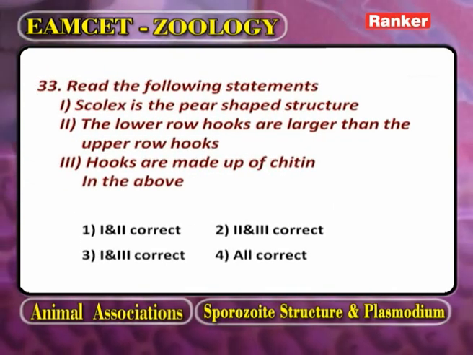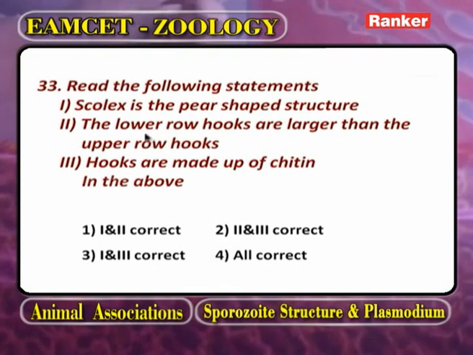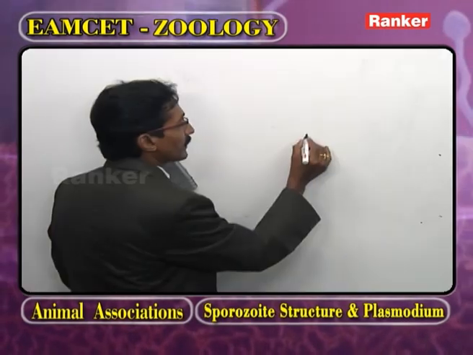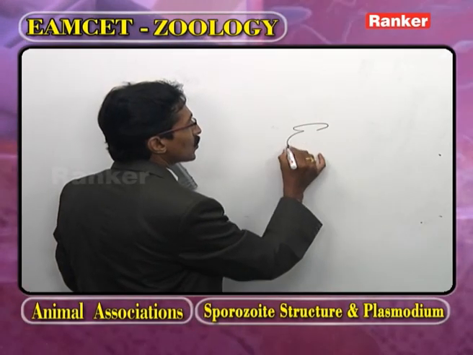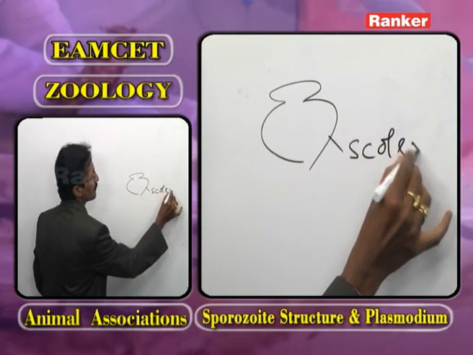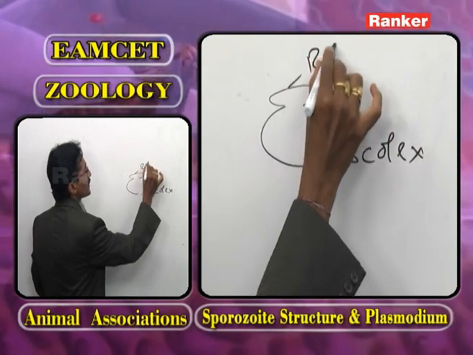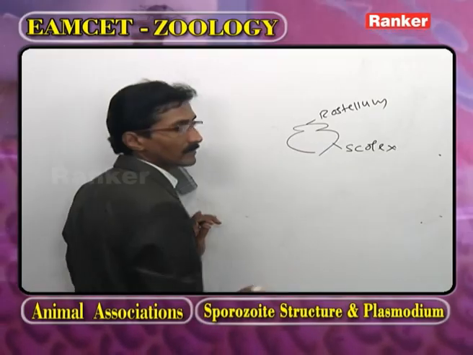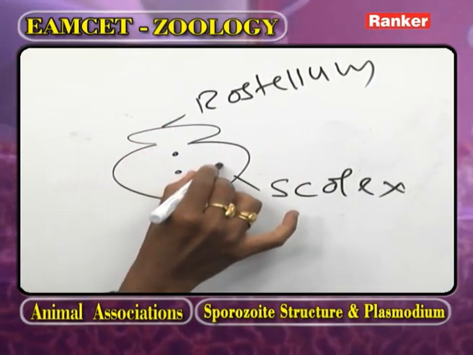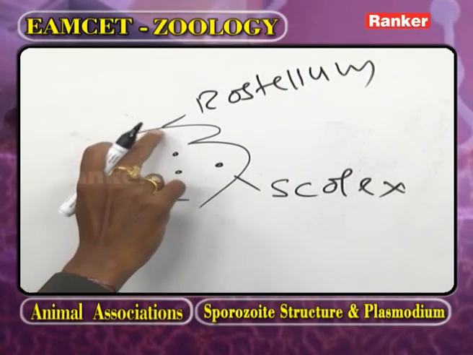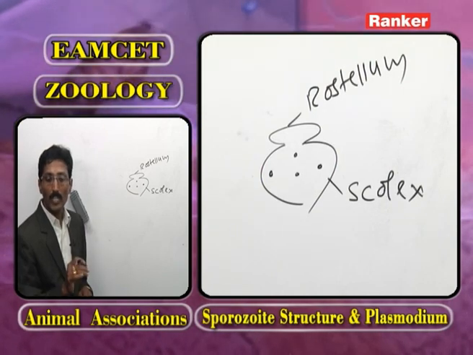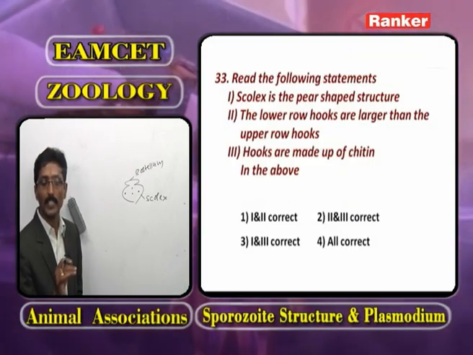As we observe the next question, read the following statements. Scolex is a pear-shaped structure. In the life history of Taenia solium, this is the scolex. At the tip of the scolex, the rostellum is present. On the dorsal side one sucker, ventral side one sucker, lateral side two suckers. The shape of the scolex is pear shape. So the first statement, scolex is a pear-shaped structure, is correct.